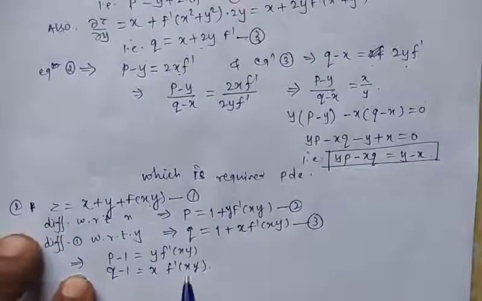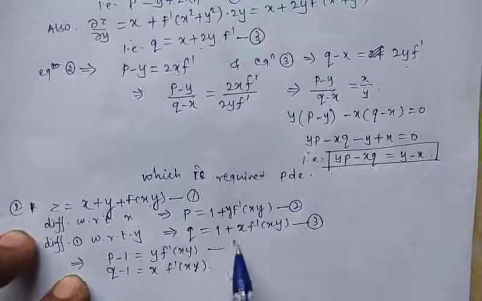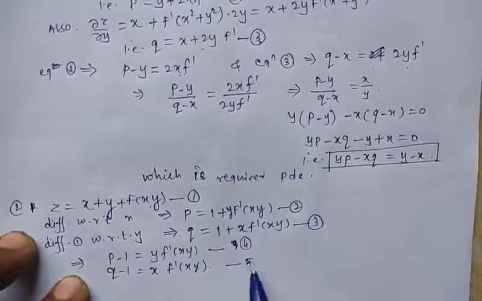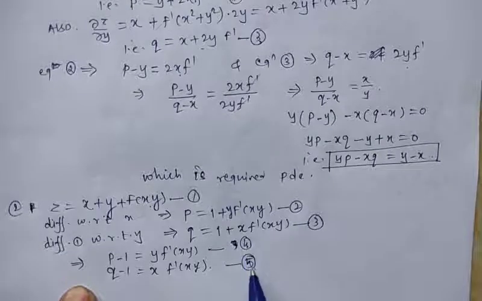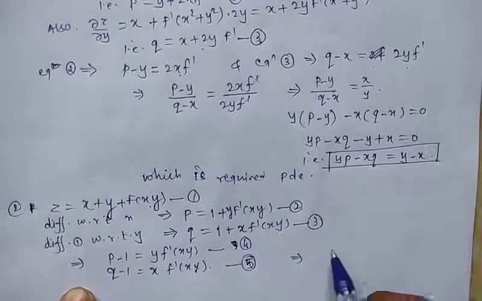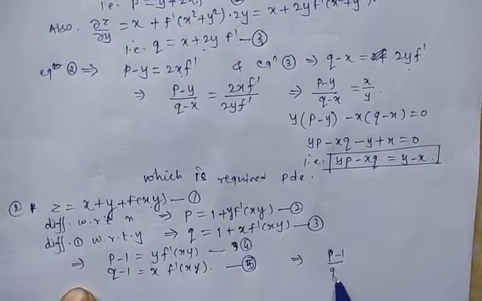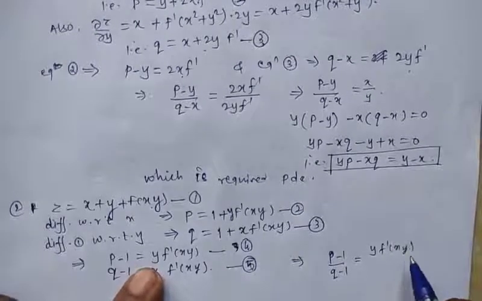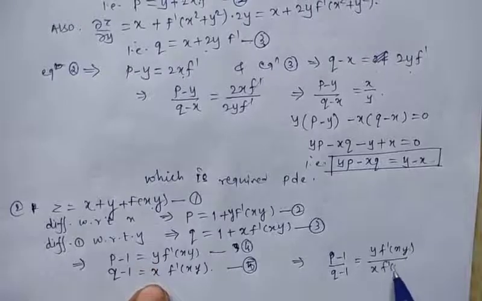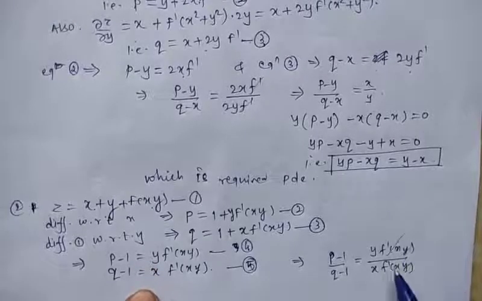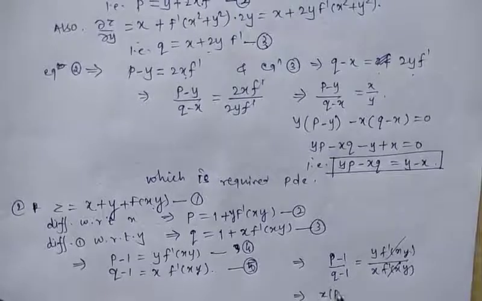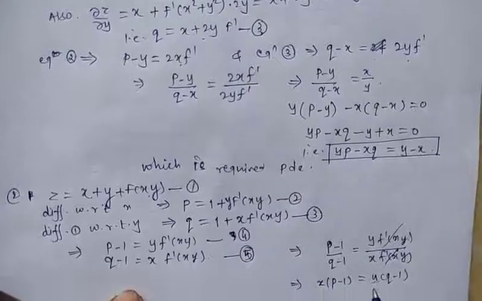Okay, so this is equation number 4 and this is 5. So divide equation 4 by 5, then what happens? We get (p minus 1) upon (q minus 1) is equal to y f dash xy divided by x f dash xy. So both these terms will be cancelled. So what we get? x into (p minus 1) is equal to y into (q minus 1), right?